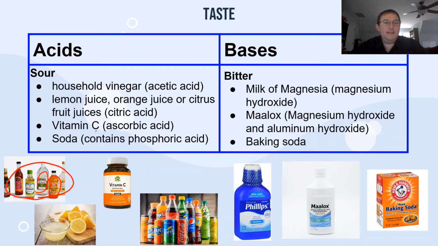So vitamin C is used as a vitamin supplement. So it's ascorbic acid. Phosphoric acid can be found in soda. Now you're not going to taste the phosphoric acid as being sour because there's so much more sugar there than there is phosphoric acid, but it indeed does have phosphoric acid in it.